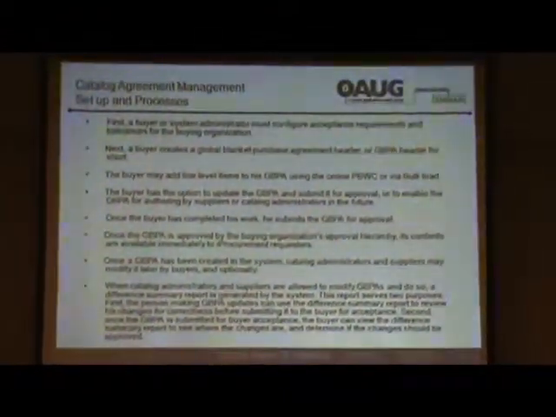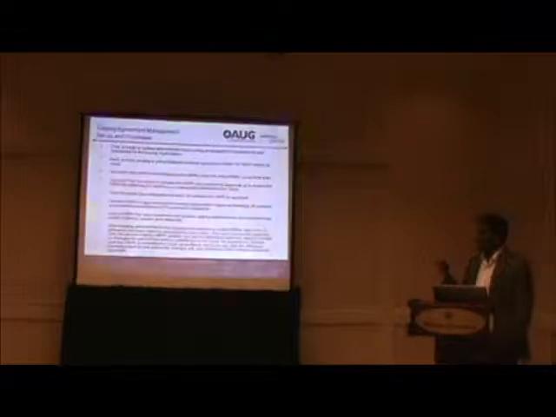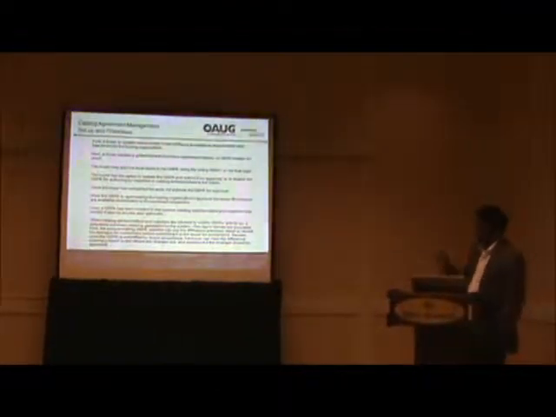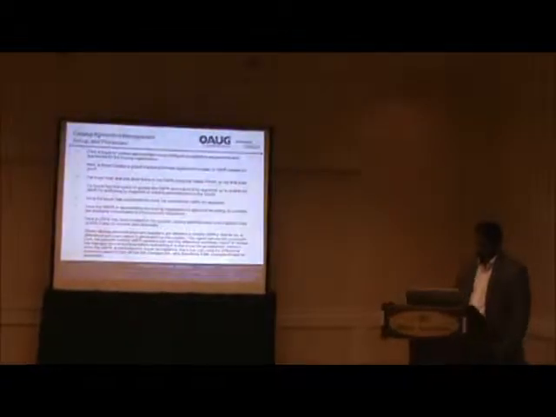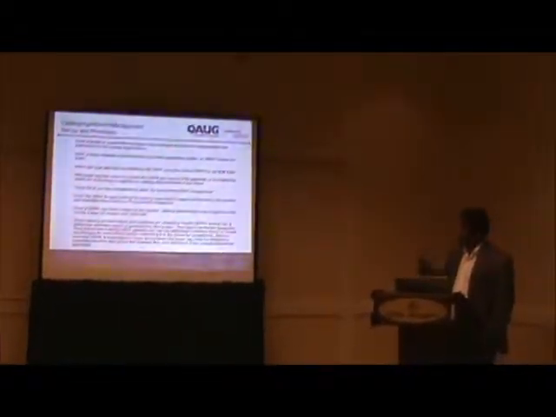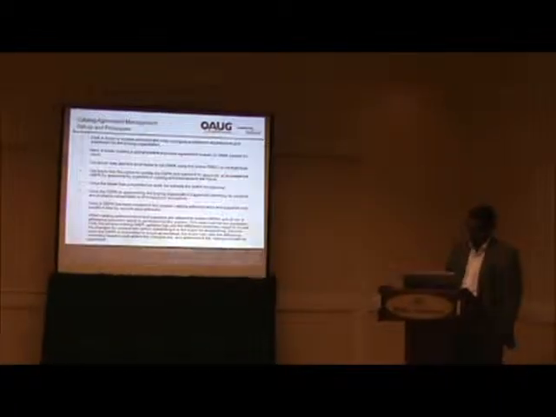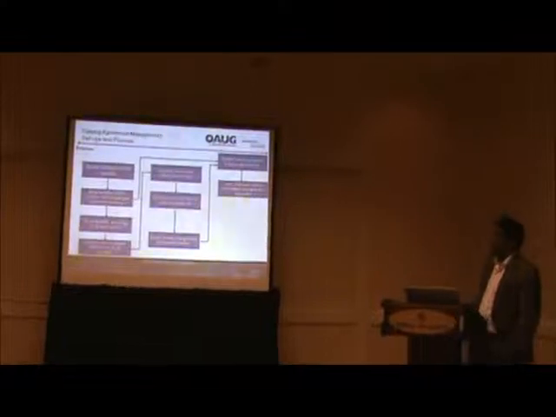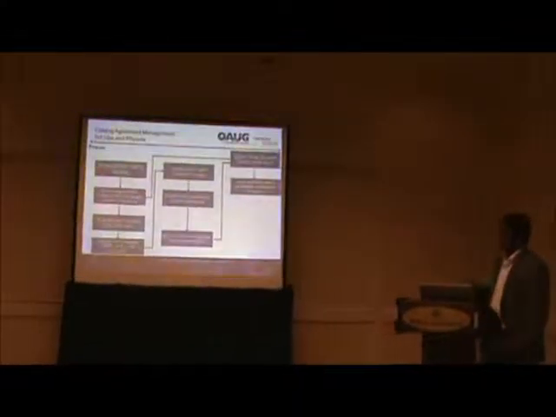Sometimes a price adjustment is required by the supplier. The buyer can go and change those things in the blanket purchase agreement and send it for authorization to the supplier. Those kinds of features are available in the new content catalog agreement process. So I have shown the same thing in a pictorial way.